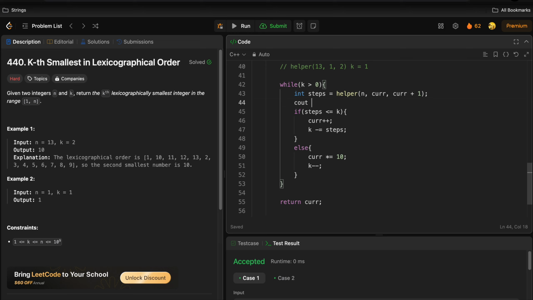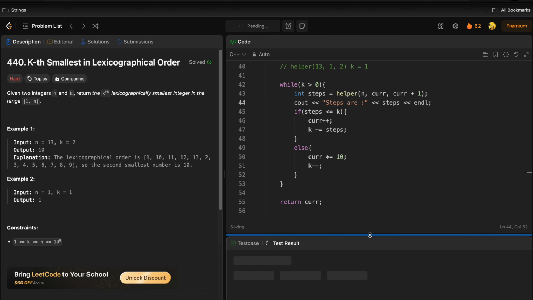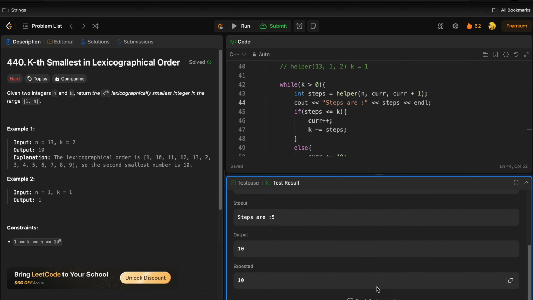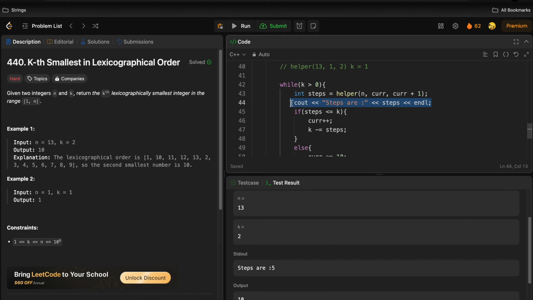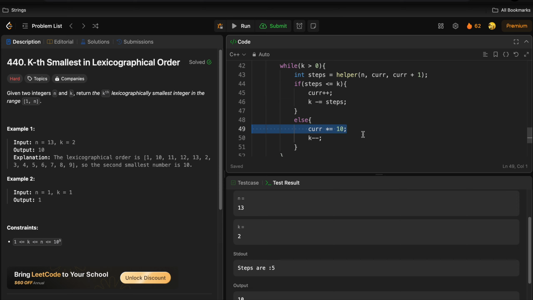So I'll just call steps and print steps followed by a new line. So steps are 5 initially. So if our steps are less than or equal to k, then, what's the value of steps here? 5 is less than or equal to k, then we would increment current by 1. But if it's not the case, then we'll go one level down, right? So cur would be multiplied by 10, and k would be decremented, and now we are ultimately at our answer. So that's how it works.